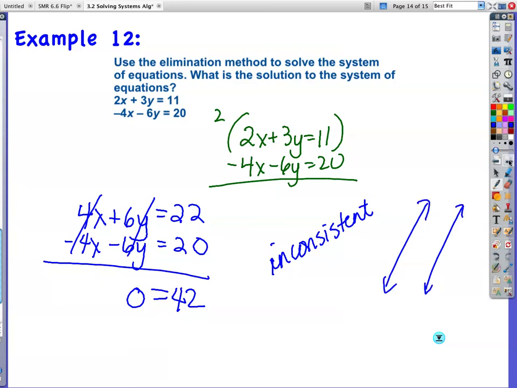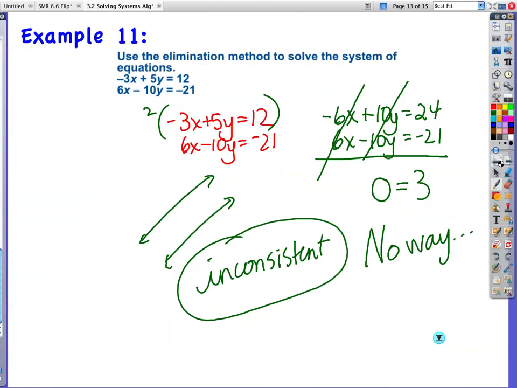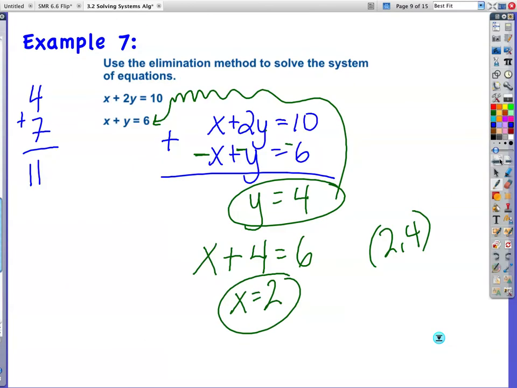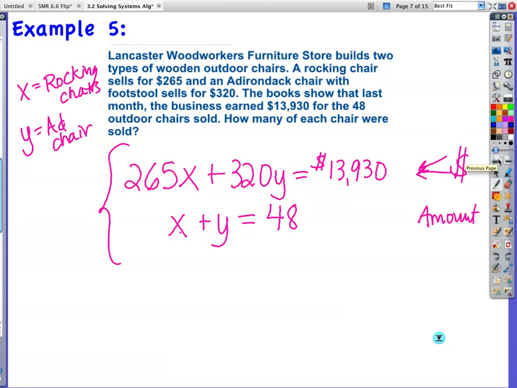All right, let's go on. Let's see if we get something. Oh, nope, that's not what I want to do. I want to go back now to example 5, and I think I need to wrap up one other thing. Okay, example 5. Here you go.